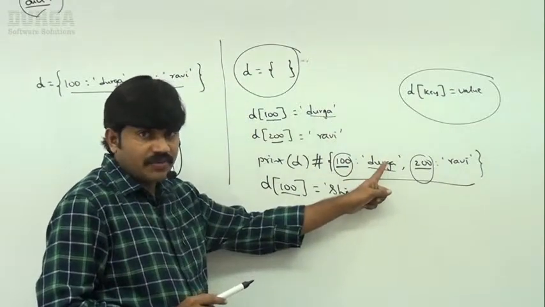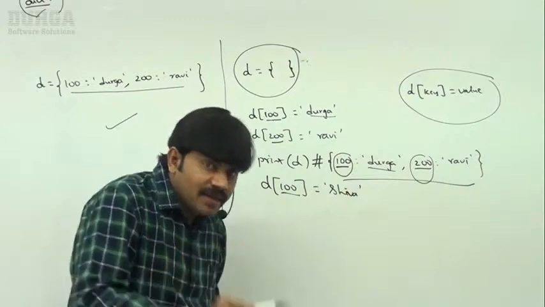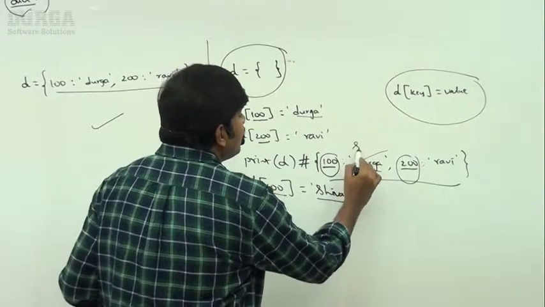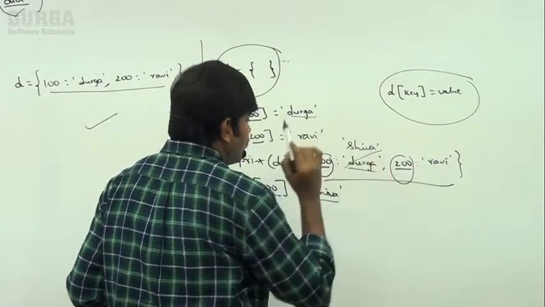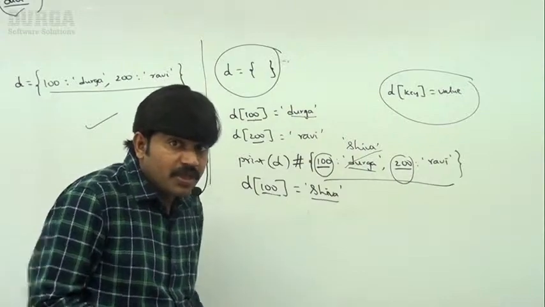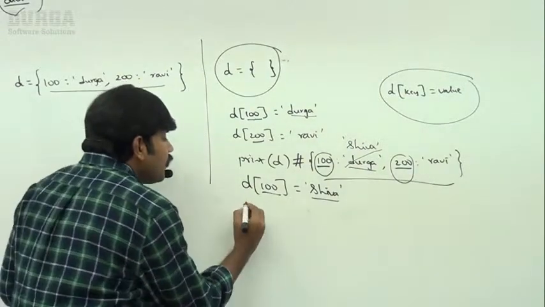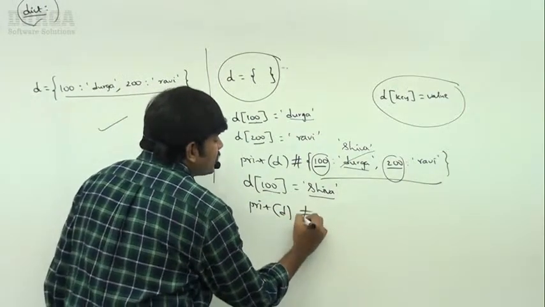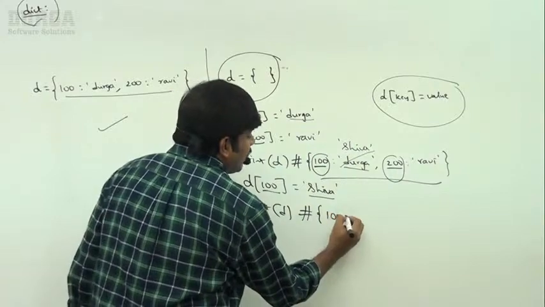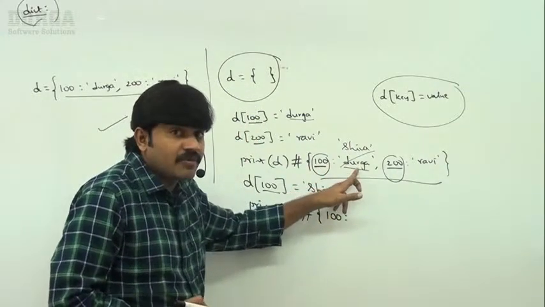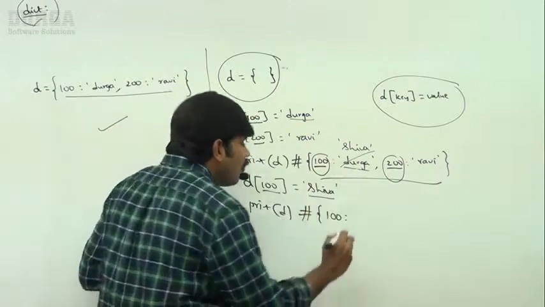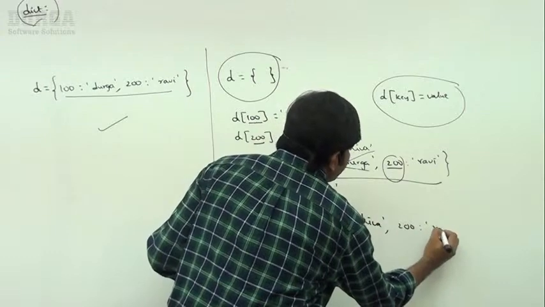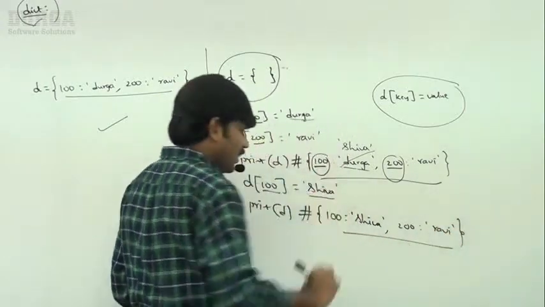Durga is the value associated with this 100. If the key is already available, then the old value is replaced with the new value. Remember this one. Old value will be replaced with the new value. Sir, if you print D, what is the output we are going to get? Very simple: 100. Earlier, 100 was associated with which person? Durga. But now 100 is associated with Shiva, comma, 200 associated with Ravi, like this, right?